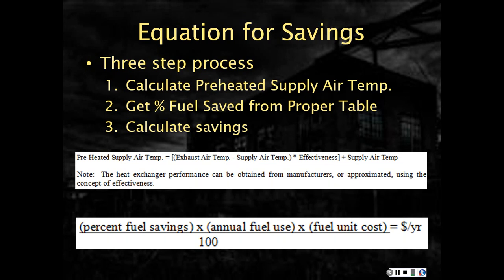Now, once we get this preheated supply air, we take that along with the exhaust air temperature and go to a table, which we're going to look at in a minute. We bring that back after we calculate from the table a percent fuel saved, and then we can plug it into this bottom formula and get how much money we're going to save per year.